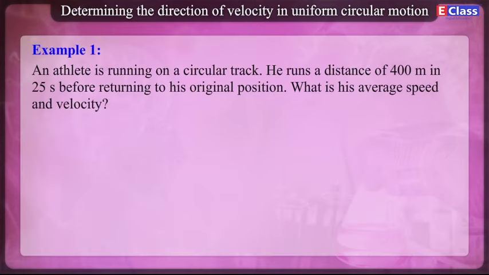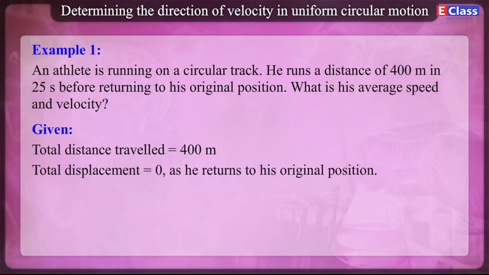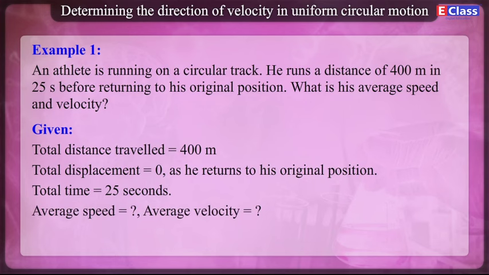An athlete is running on a circular track. He runs a distance of 400 meters in 25 seconds before returning to his original position. What is his average speed and velocity? Given. Total distance travelled is equal to 400 meters. Total displacement is equal to 0 as he returns to his original position. Total time is equal to 25 seconds. Average speed is equal to how much? Average velocity is equal to how much?